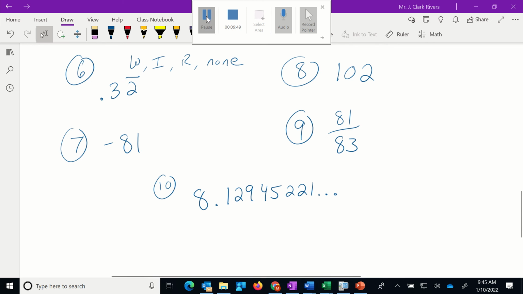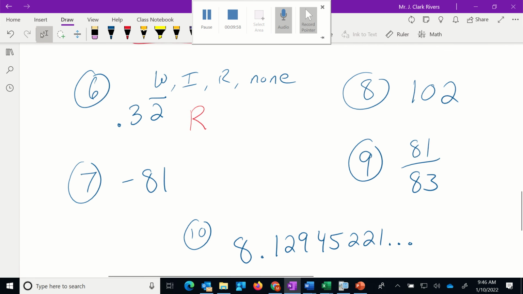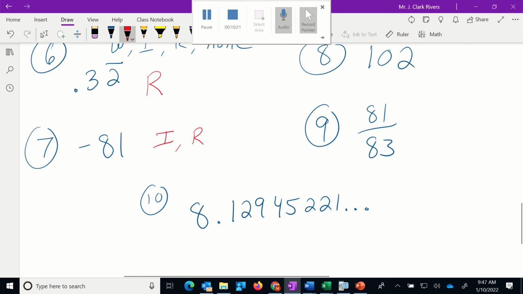All right, Avery, that first one, what do you think? R. R, correct. Anything that repeats is a rational number. You can write that as a fraction, right? Remember, rational numbers we can always write as a fraction. Number 7, what do you think there, Matthew? R and I, right? Anything that is an integer is also rational. Negative 81 is an integer, which means it's also rational.